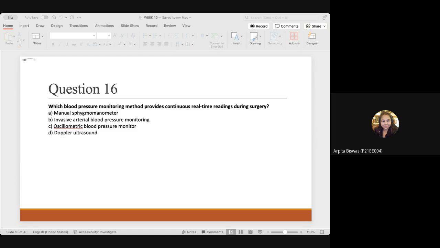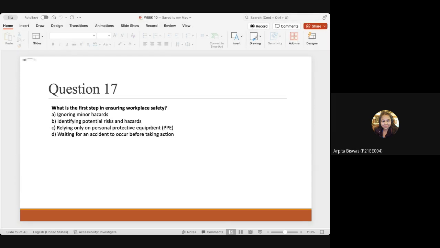So the right option is option B, invasive arterial blood pressure monitoring. Okay, next move toward question number 17. What is the first step in ensuring the workplace safety? First option is ignoring minor hazards. Second option is identifying potential risks and hazards. Option C is relying only on the personal protective equipment, and option D is waiting for an accident to occur before taking action.